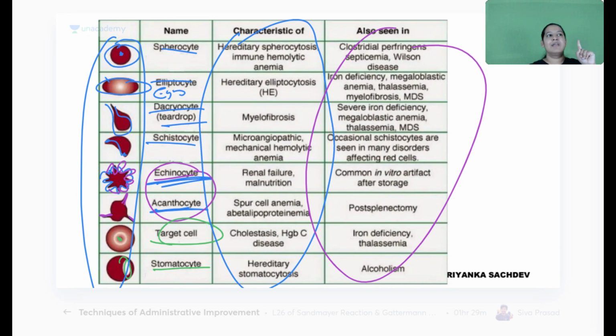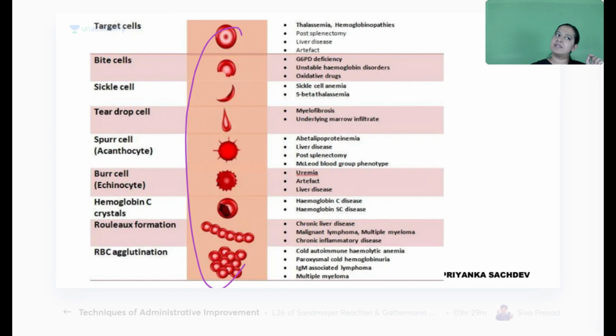Spherocytes are characteristically seen in spherocytosis, but they are also seen in these other conditions. Elliptocytes are characteristically seen in elliptocytosis, but also seen in IDA and megaloblastic anemia. So you should learn this list. This is a list for you. For many image-based questions on the shapes of RBCs, something is given from the same list. Some extra points are also there.